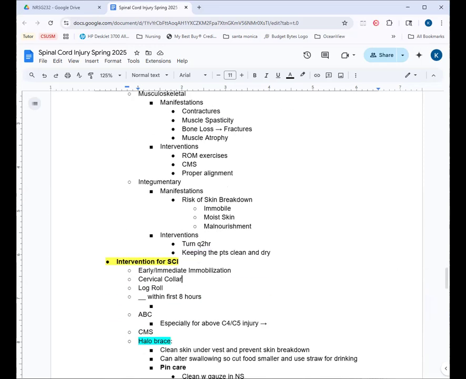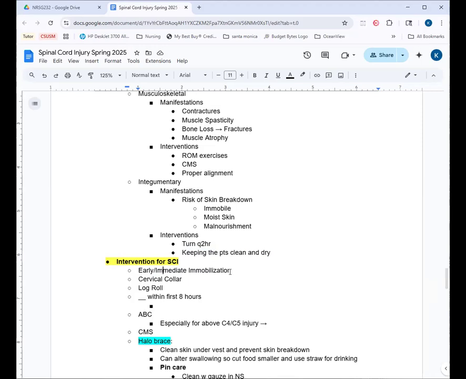Okay, let's see here. Interventions for spinal cord injury. So, early/immediate immobilization. This is important so that you don't cause further injury. I've seen studies recently that kind of, I don't want to say disproved it, but in terms of this class, you want to immobilize the spine as quickly as you can.